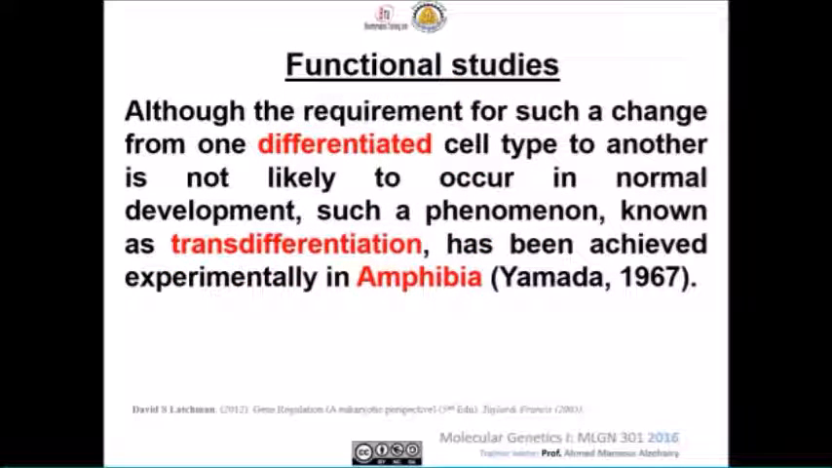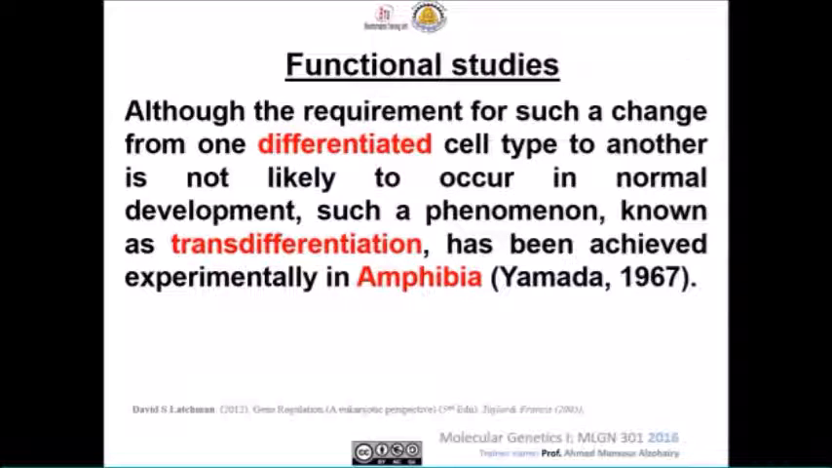Okay, the number two in this lecture is functional studies. Although the requirement for such change from one differentiated cell type to another is not likely to occur in normal development, such a phenomenon, known as transdifferentiation, has been achieved experimentally in Amphibia. So in this case, we can see that some tissues or some cells can change their function from one function to another function.